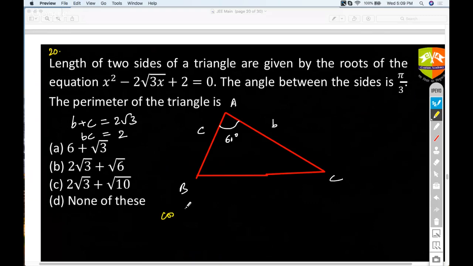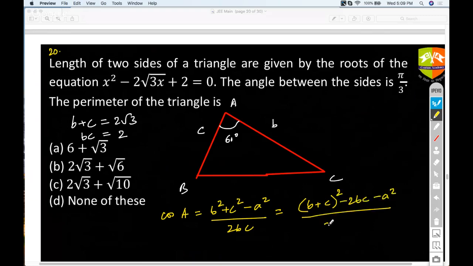If I use the cosine formula cos A, which is B square plus C square minus A square by 2BC, I can actually write it as B plus C the whole square minus 2BC minus A square by 2BC. Okay? Cos A is going to be half. B plus C is going to be 2 root 3. 2 root 3 square is going to be 12 minus 4 minus A square by again a factor of 4. Right? So 8 minus A square is going to be 2. So A square is going to be 6.